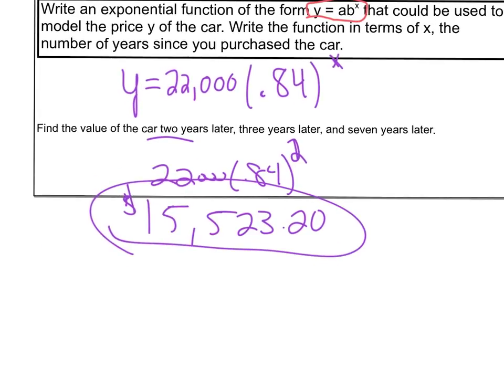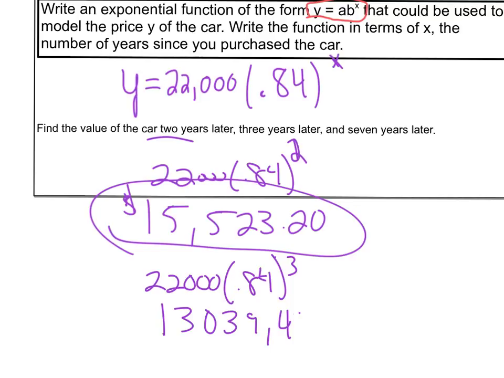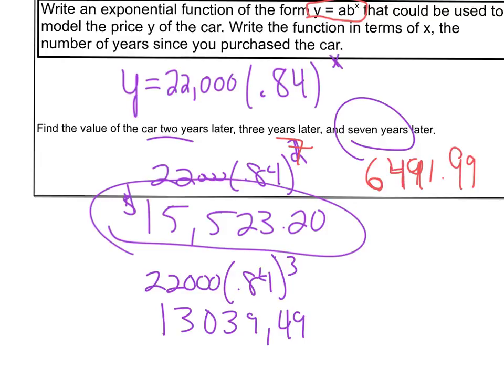So that's for 2 years later. If I do it for 3 years later, same idea, raised to the third power. That's going to be down to $13,039.49. Then if I jump to 7 years later, so I swap in a 7, 0.84 raised to the seventh times $22,000, that's only going to be $6,491.99. That's depreciating at a pretty good clip.